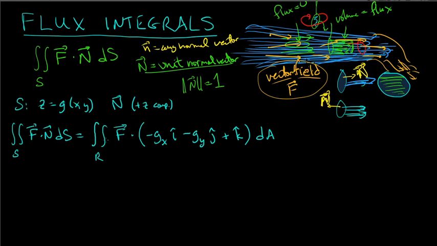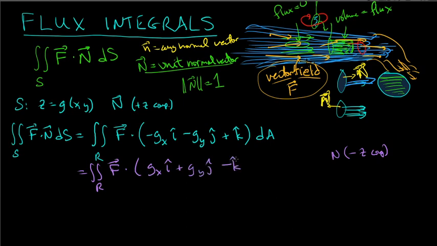On the other hand, if n has a negative z component, well, you do almost the same thing. It's the double integral over R of the vector field dot product with positive g_x i plus g_y j, and then minus k, because it's going to have a negative z component, right? So it depends on the orientation of the surface.